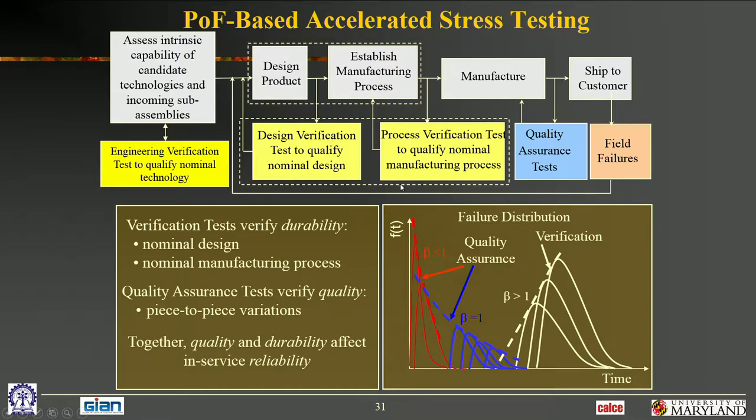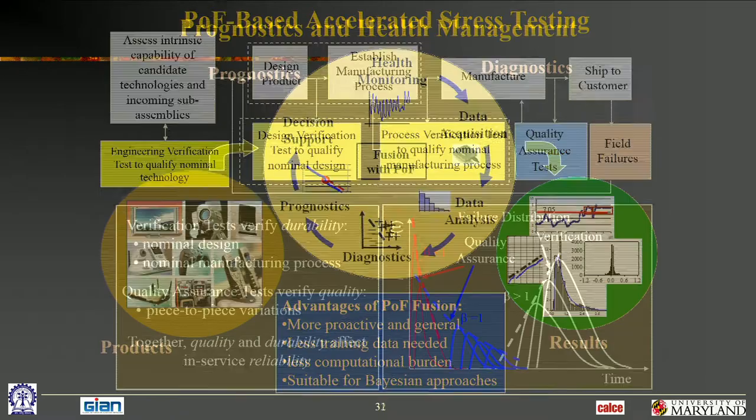So if you think about it in terms of the bathtub curve, all the verification testing is addressing the nominal parts, that is the white distribution, and the purpose of quality assurance is to keep the red and the blue to a minimum. Try to limit variability as much as possible to reduce these failures. Okay. All right. The next few slides, I don't think we're going to hit right now. We don't have the time.